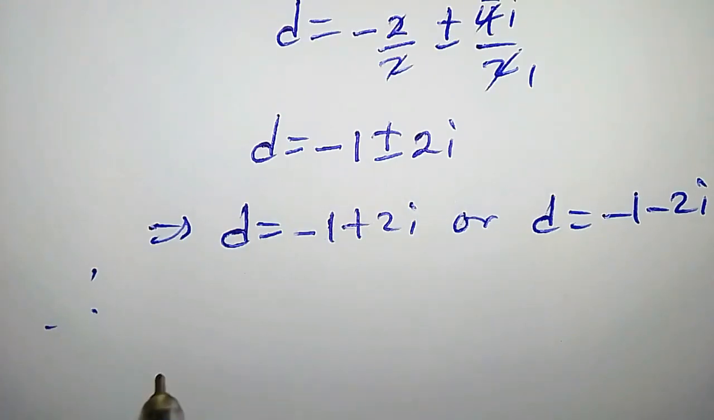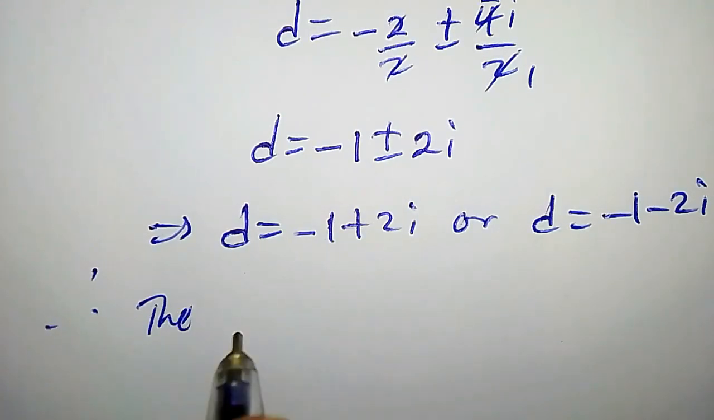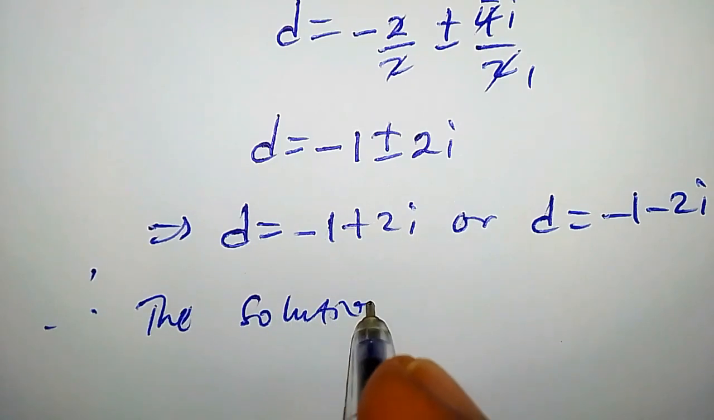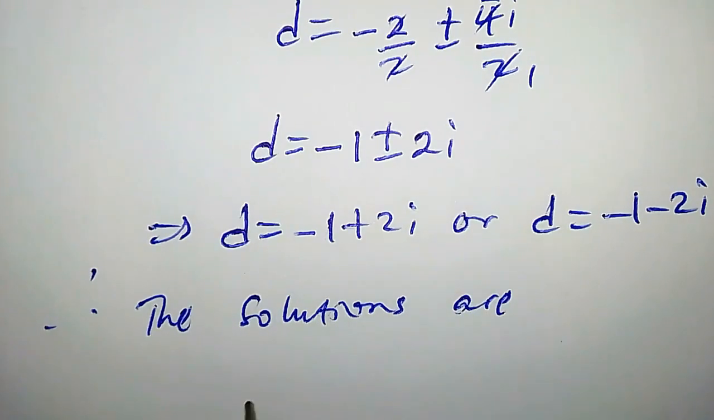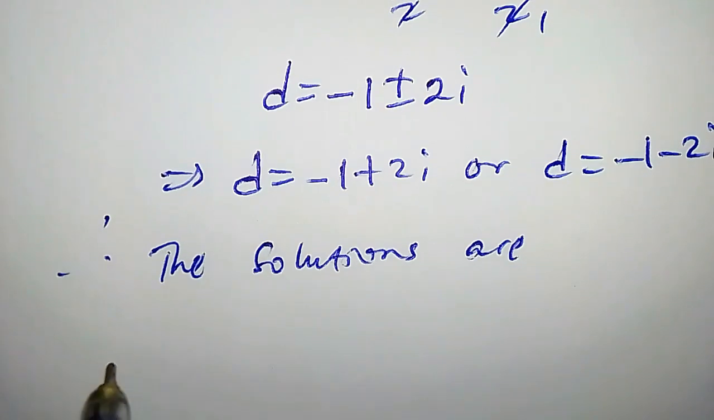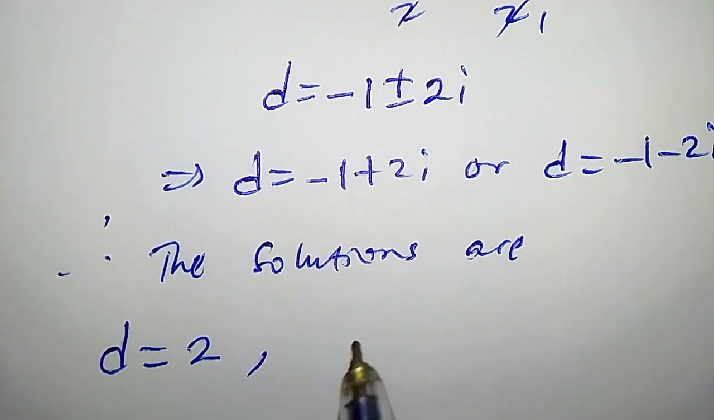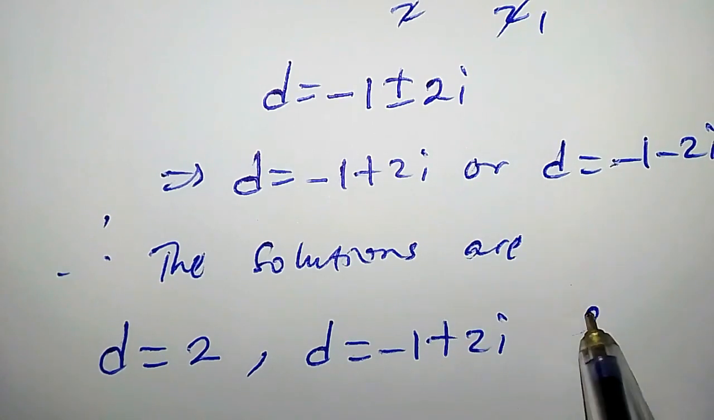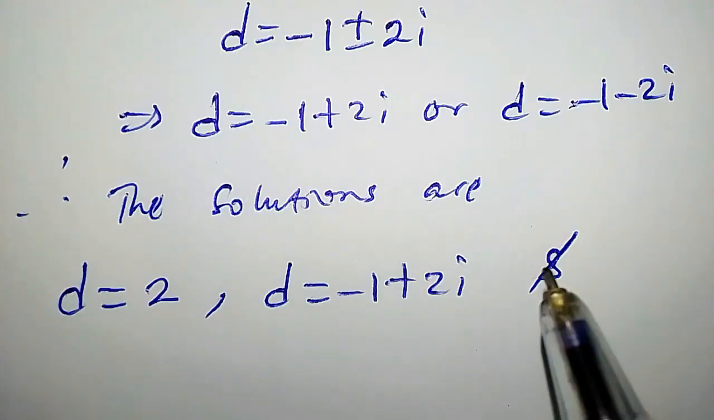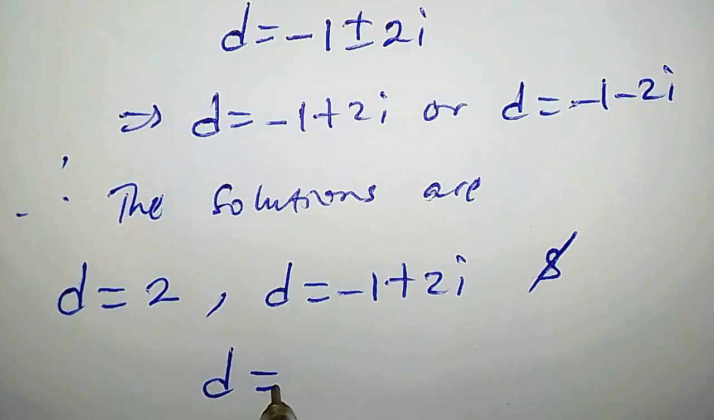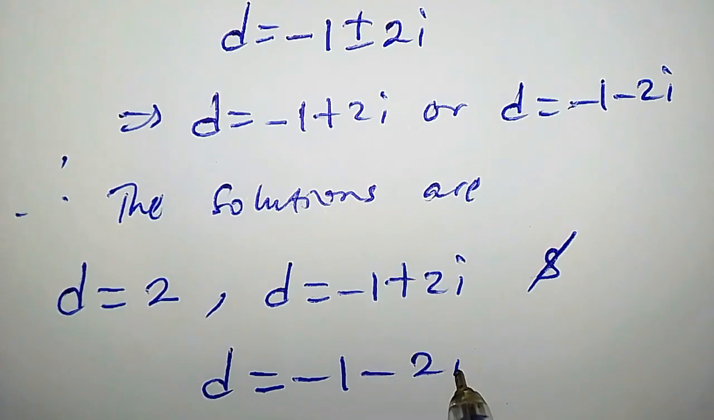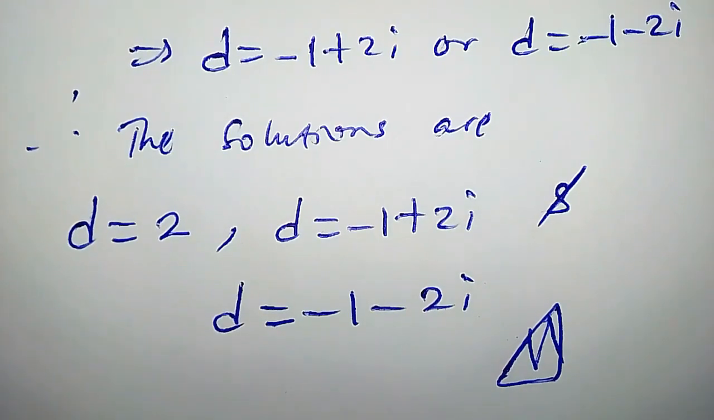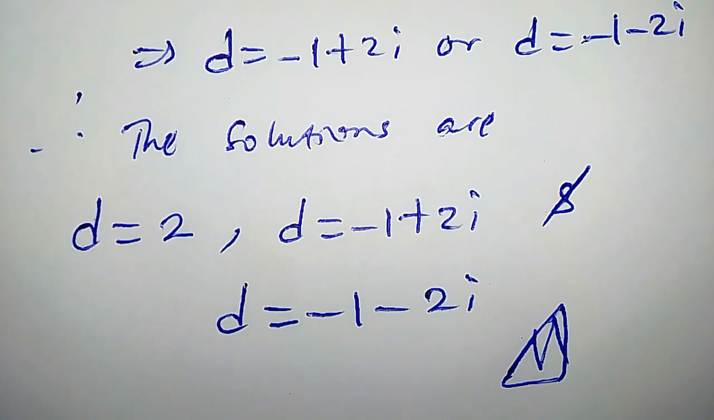Therefore, the solutions are: the first solution that we obtain, which is the real solution, is D equal to 2. The second solution, which is complex, is D is equals to minus 1 plus 2i. And the third solution is simply D equal to minus 1 minus 2i. This is the required solution for this beautiful algebra question.